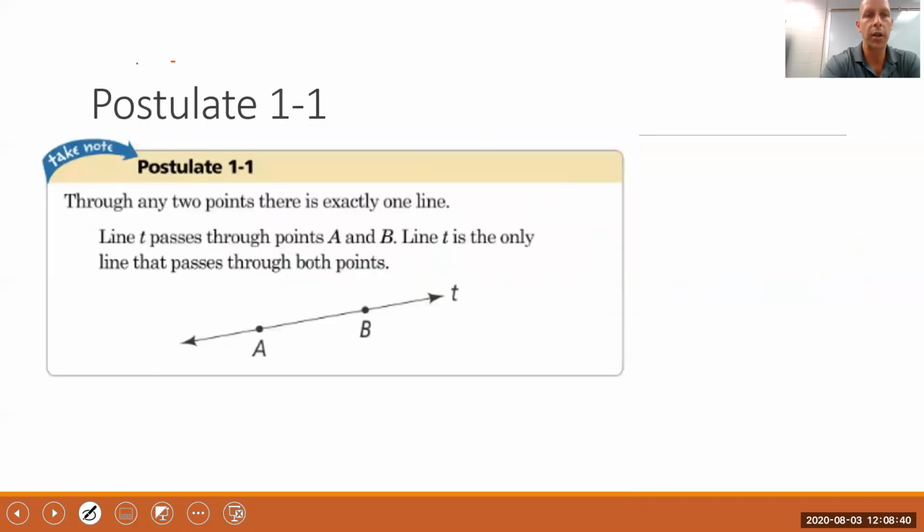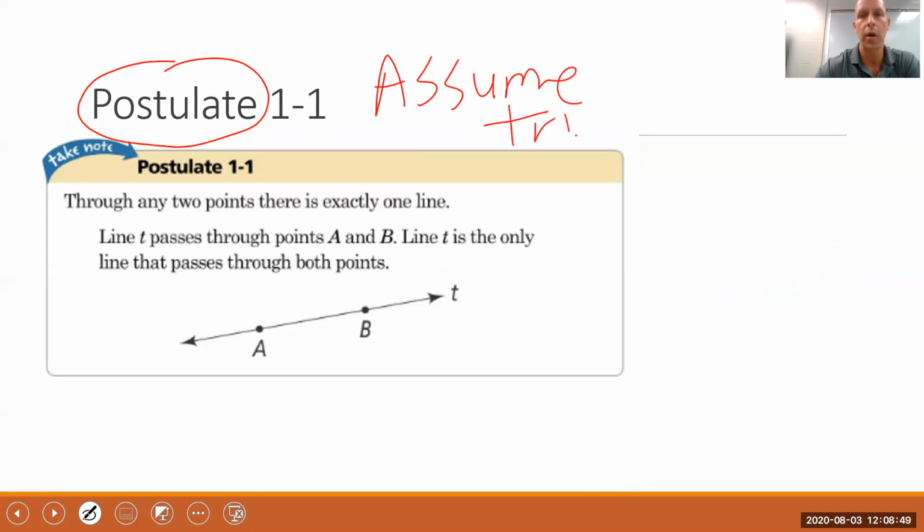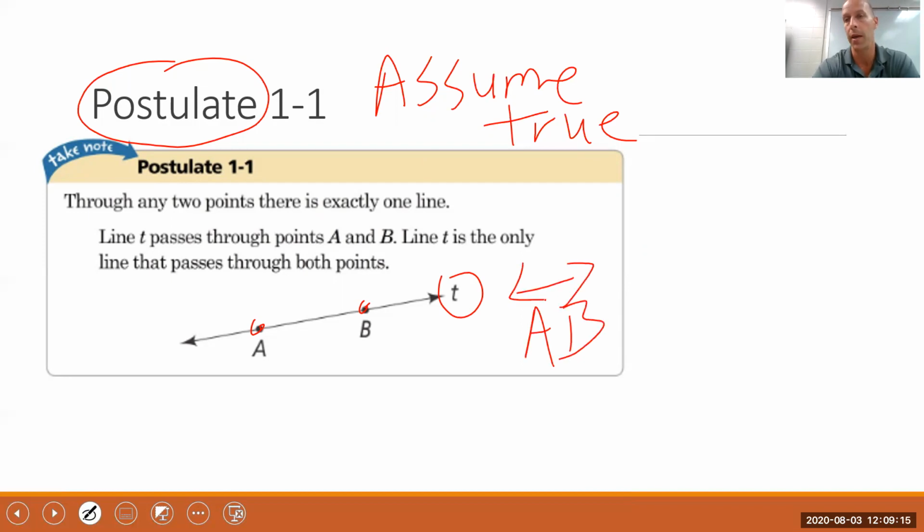Now a postulate is something that we just assume to be true. We can't prove it. We'll talk about proofs later. We assume that the statement's true. For example, postulate 1-1 says the following: through any 2 points, there's exactly one line. If you give me 2 points like point A and point B, then there is exactly one line, in this case line T, that goes through those 2 points. By the way, you could also refer to that line as line BA or AB, but that is the same line. It's equivalent to line T.